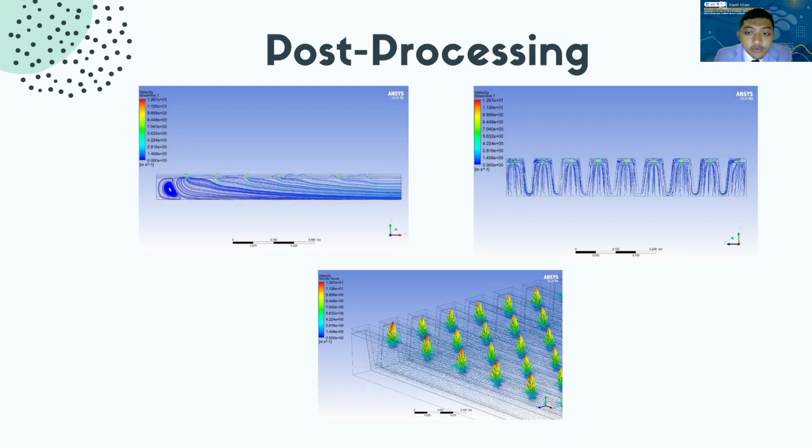And this is the velocity vector, in the XYZ side, where the jet impingement area has an increase in velocity value, indicated by a 3D arrow plot that is larger than the other area.